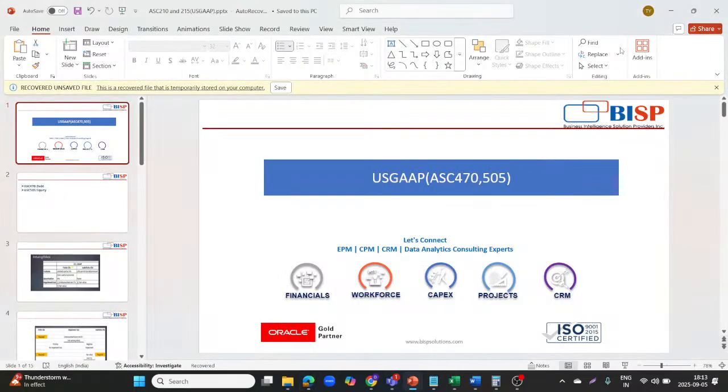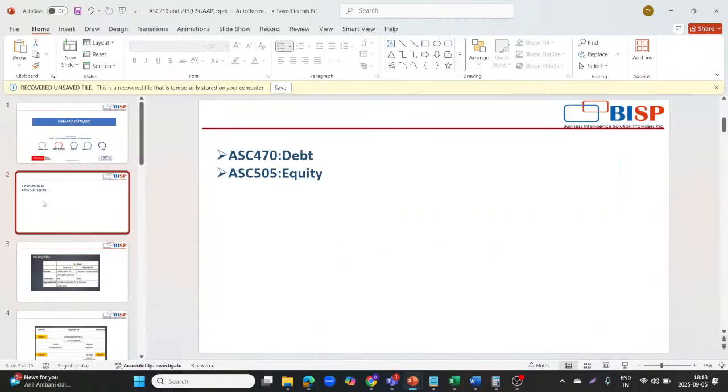So today's topic is we'll see Accounting Standard Codification 470 and 505. Accounting Standard Codification 470 stands for debt and Accounting Standard Codification 505 stands for equity. So 470 is a section of US GAAP, that is US Generally Accepted Accounting Principle, which provides guidance on accounting for debt, including classification, modification, extinguishment, and specific debt instruments.